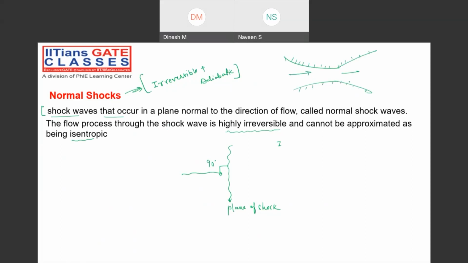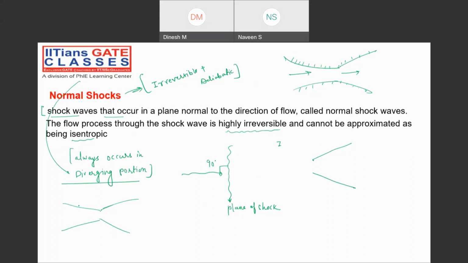Now, what is so special about this normal shock? Remember, normal shock always occurs in the diverging portion. Always occurs in the diverging portion. That is also one of the very, very famous interview questions. Suppose the convergent divergent nozzle is there, but why is the shock not produced in the converging part? Why is it produced in the diverging part?